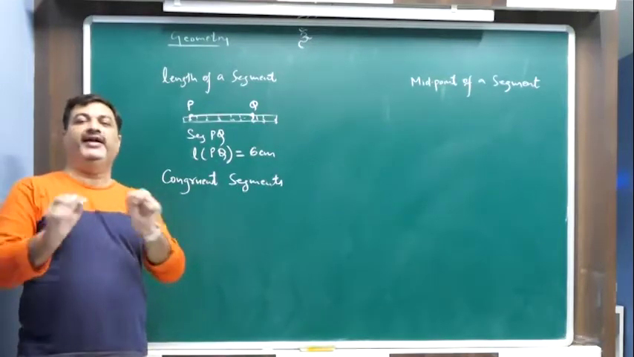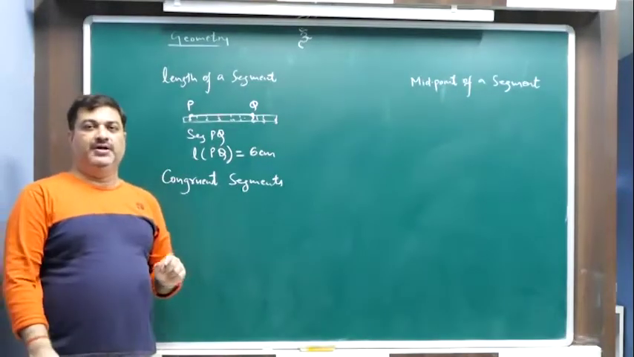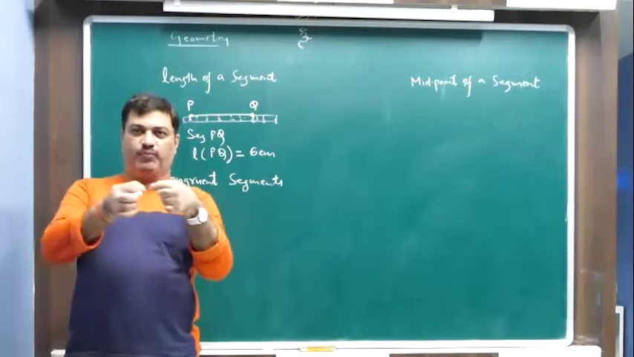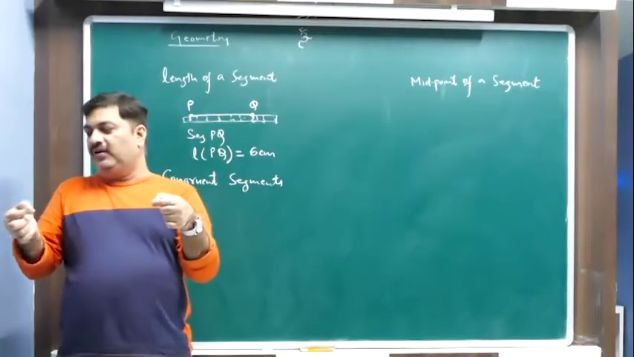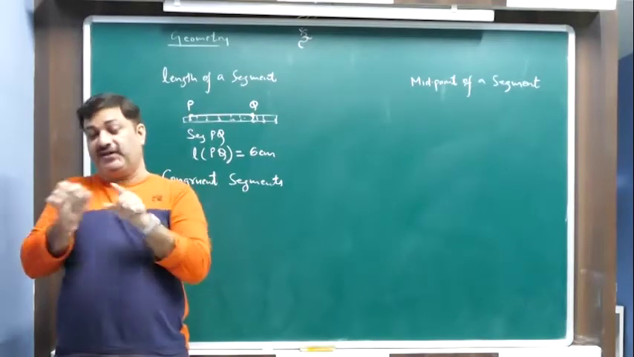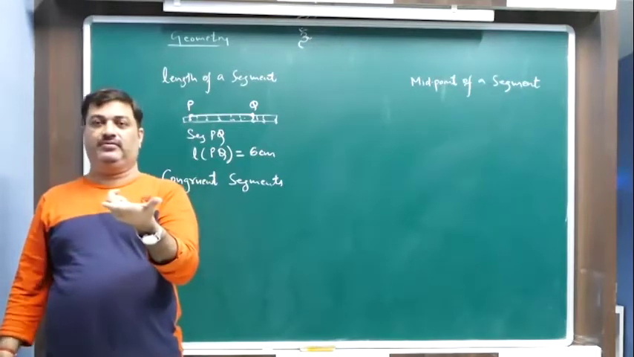This is how you take the length of a segment. Clear? You take the ruler, keep the 0 at one of the points and then see where the other point is reaching. That is how you measure a segment. Alright?